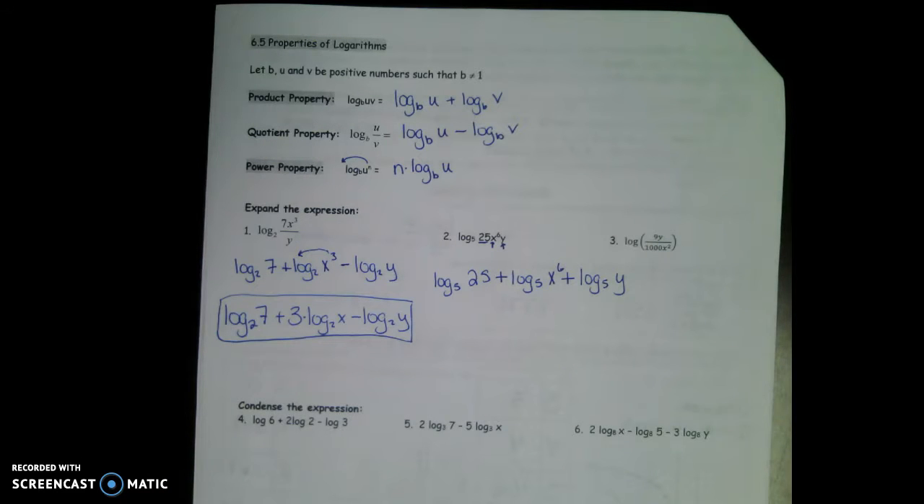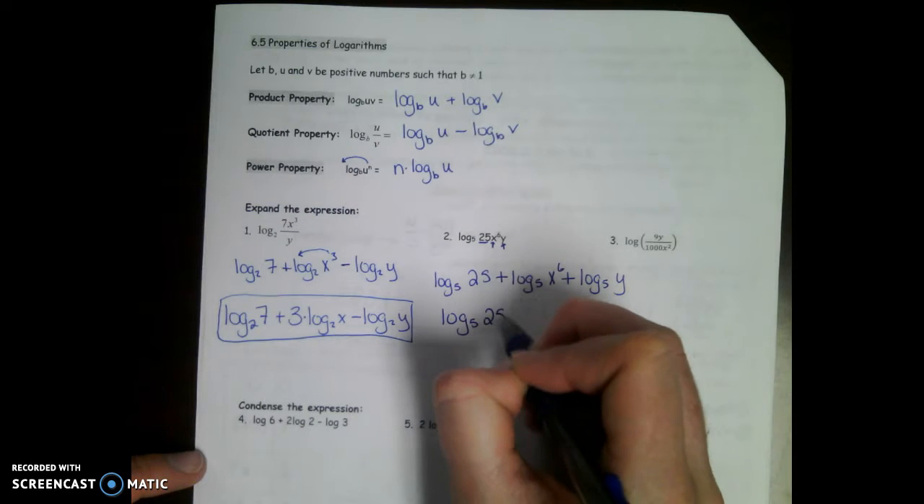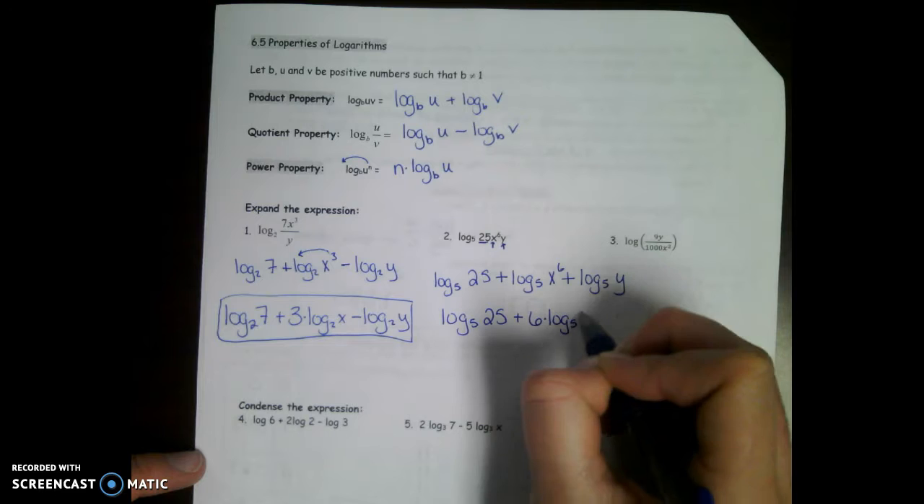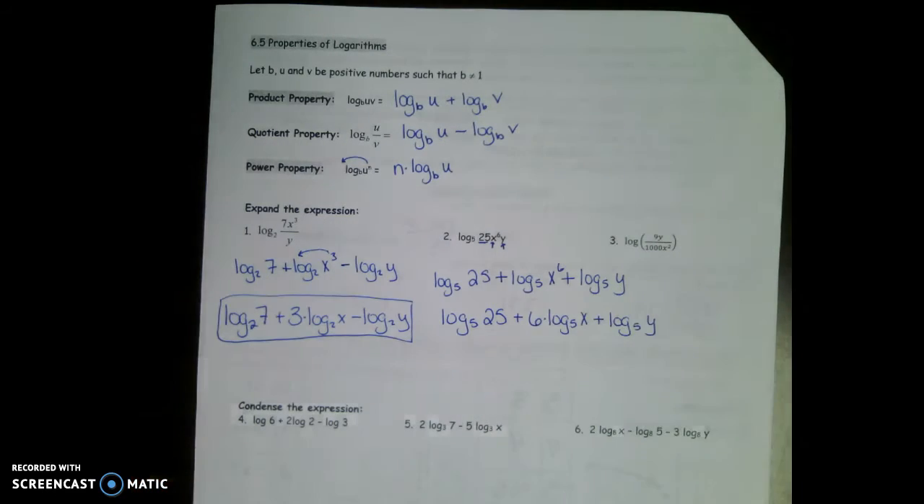Is there anything else we can do? Bring the 6 down. So we have log base 5 of 25 plus 6 times the log base 5 of x plus log base 5 of y.